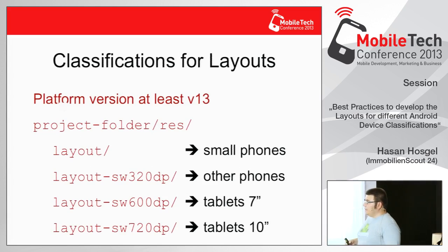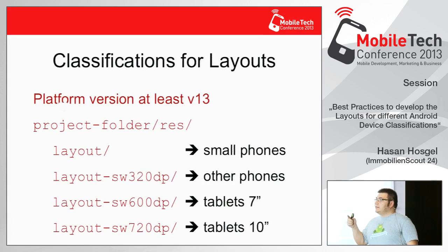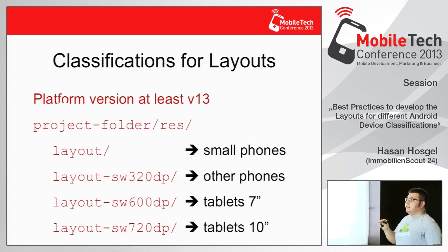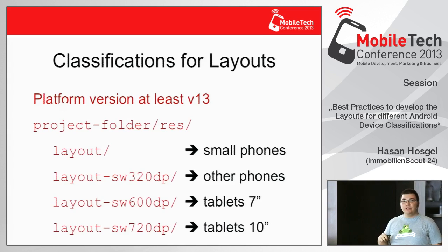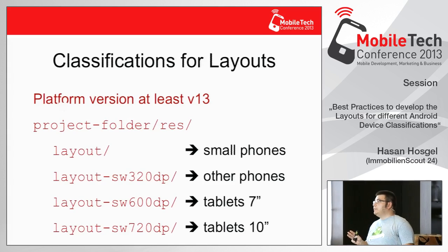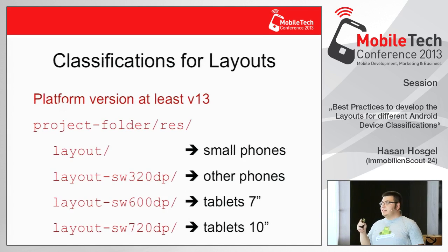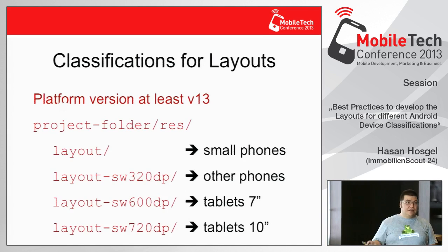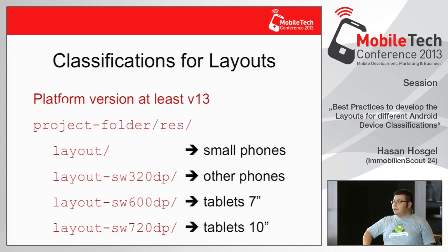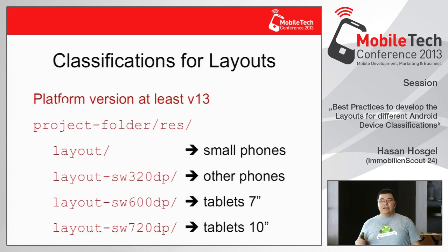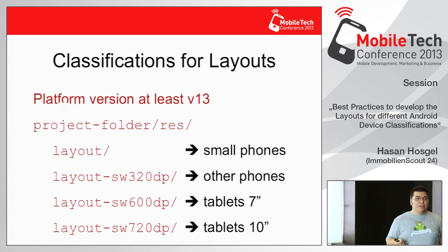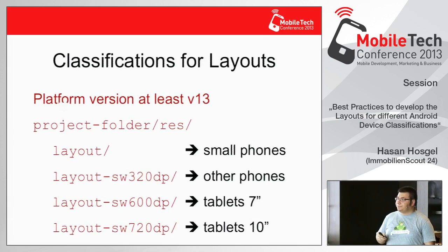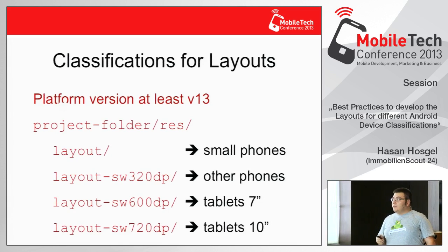My opinion is to start with that one. It's the default ones. You can serve the smaller phones. You can say smallest width 320 density independent pixel for the other phones, then 600 dp for the 7-inch tablets, and 720 density independent pixel for the larger ones. This classification only works after major release 2 of Honeycomb, with this platform version 13. And it's fairly easy to use, I think.